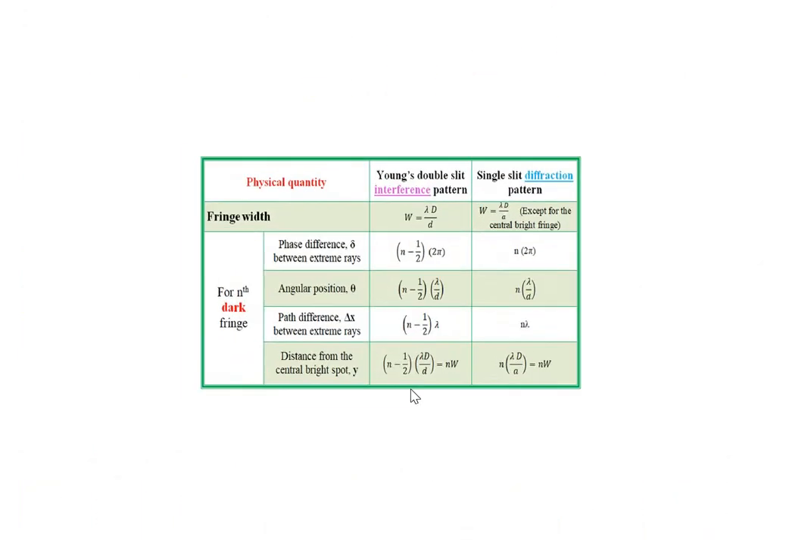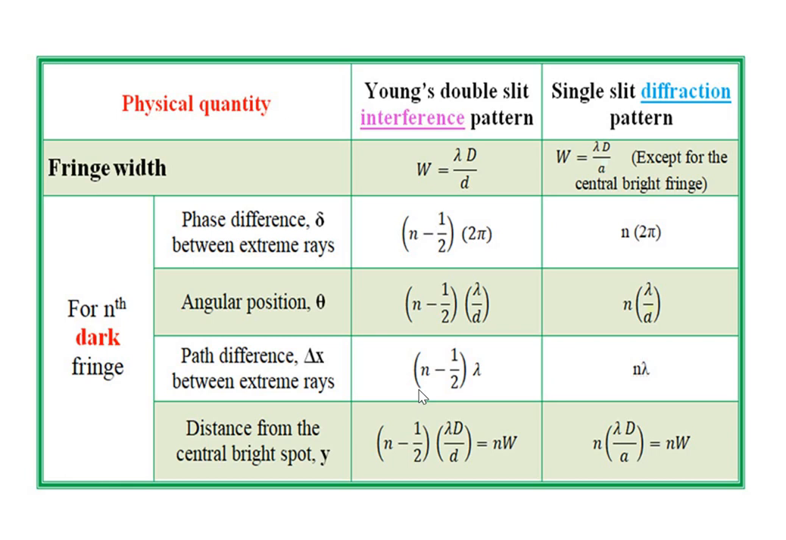So in short, we recall once again, for the nth dark fringe, the phase difference delta between the extreme rays in Young's double slit becomes (n minus 1/2) times 2 pi. In single slit, it becomes n times 2 pi. For angular position theta, in Young's double slit, it becomes (n minus 1/2) times lambda divided by d. In case of single slit, it becomes n times lambda divided by a.